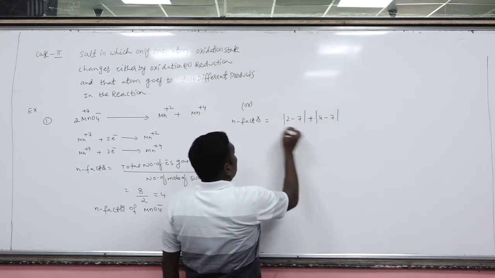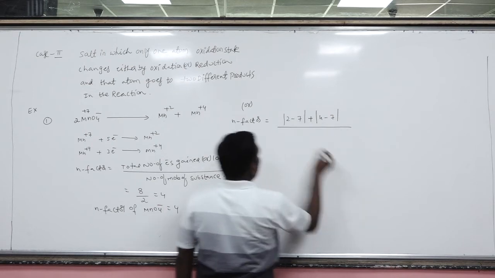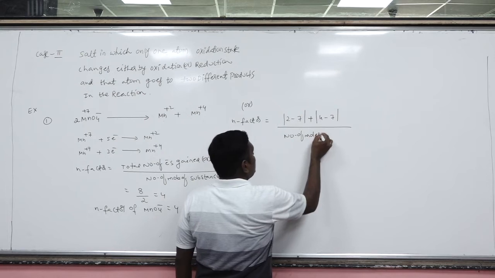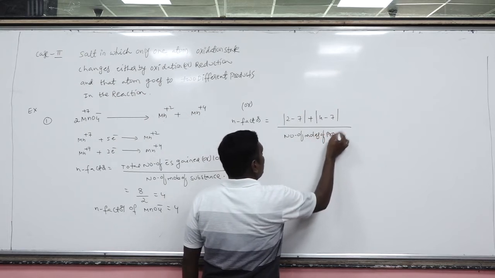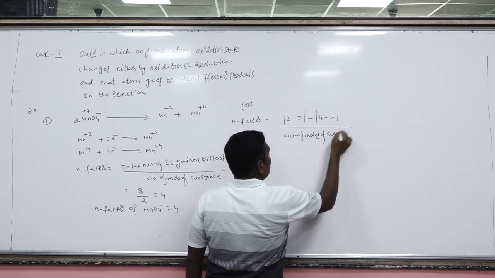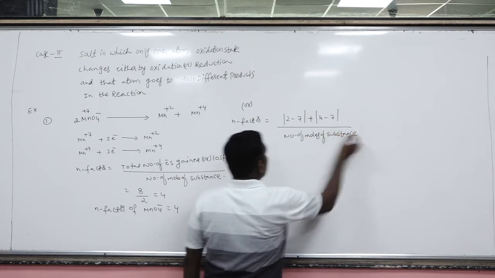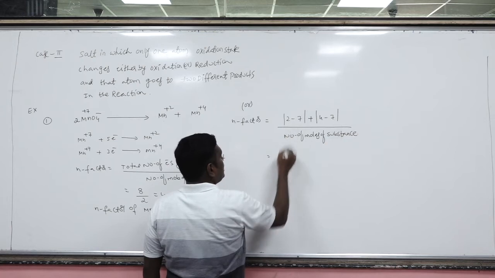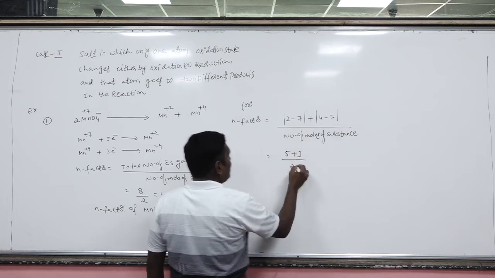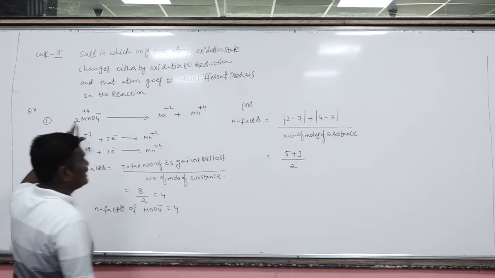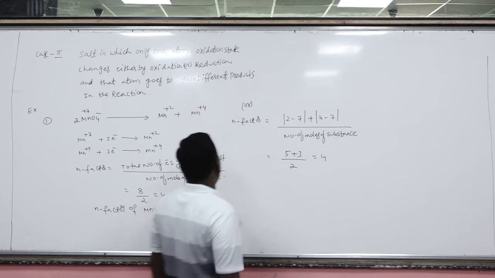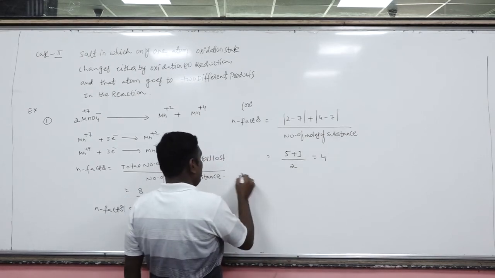Divided by number of moles of product, number of moles of substance. Now this will be how much? 5. This will be how much? 3. 5 plus 3, 8, divided by number of moles of the substance, which is 2. So 8 by 2, that is 4. Okay. Let's suppose one more example I am doing here.